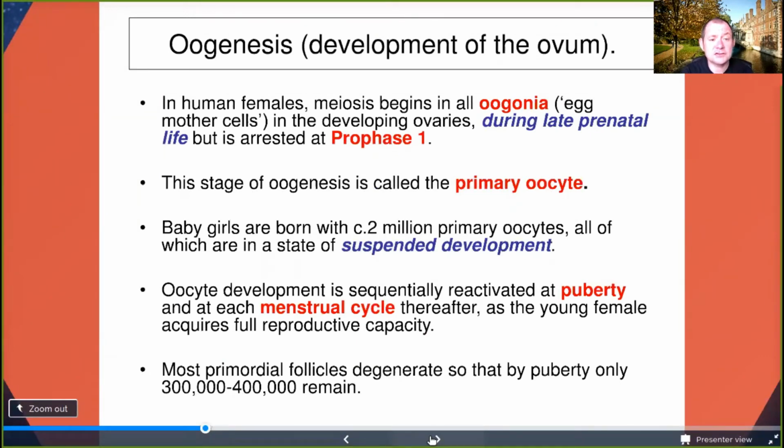In human females, meiosis begins in all oogonia, the egg mother cells in the developing ovaries. Meiosis is that process where you begin to go down from your 46 to your 23 chromosomes. So this is during late prenatal life, but it gets arrested at prophase 1. So basically, what this is saying is that all of the eggs that a female produces start their development when she is still a fetus in her mother's womb, which makes for quite an interesting thought.